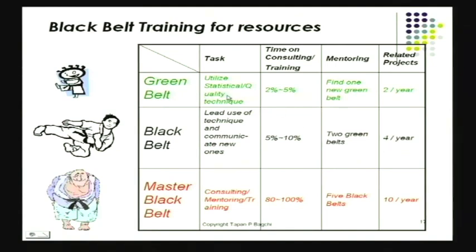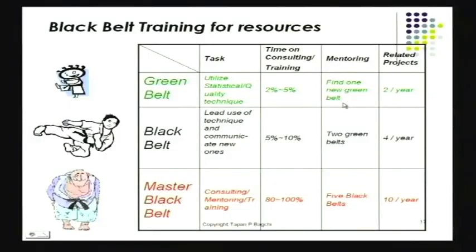Then you've got green belts, who utilize statistical methods. They've also been trained in statistics, and they understand CTQs. They also do consulting, because there are other people in the company who are none of these three, and the green belt people work with them. They try to make sure that the language is understood. That's something that has got to be done by the green belt people. They will probably try to find one new green belt in a year, and they complete generally 2 Six Sigma projects per year.